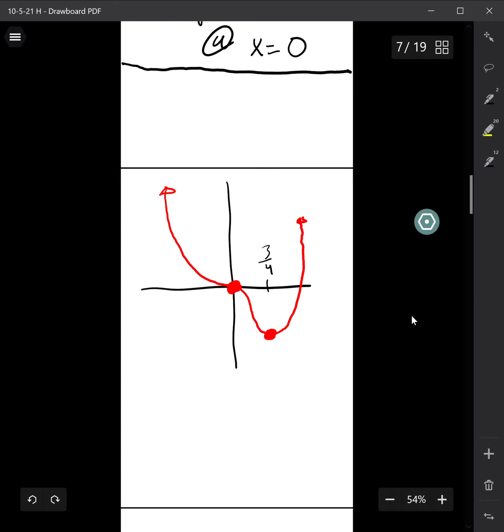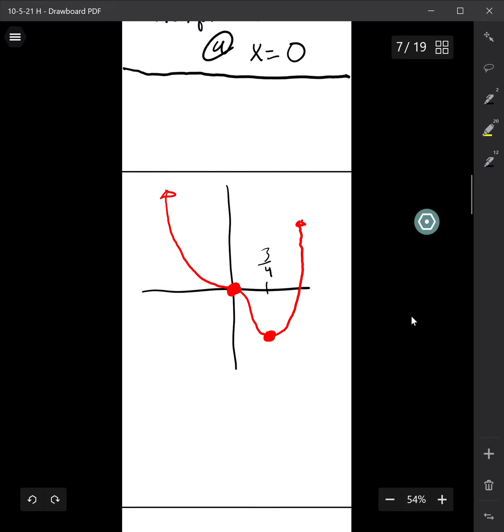We'll do another example as well as talk about what the second derivative means for this picture in next class on Thursday.